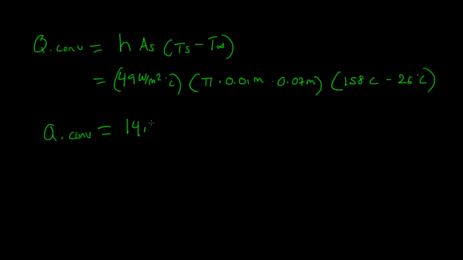We get 14.22, and this is watts, because this is on the bottom, cancels out with both these meters. This is just Celsius, cancels out with this Celsius, and we get watts. This is our Q convection.